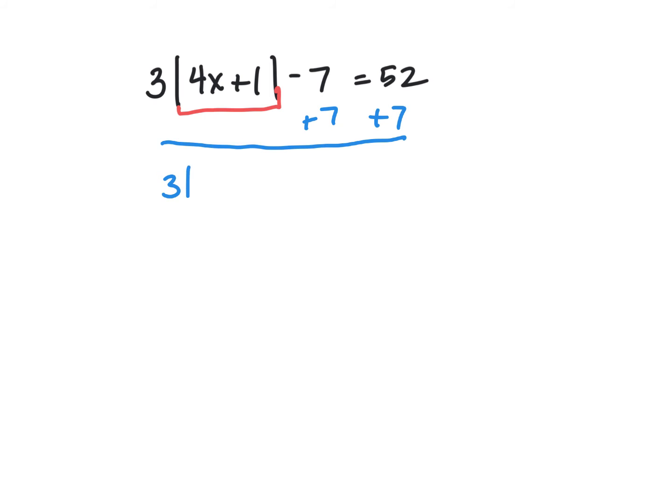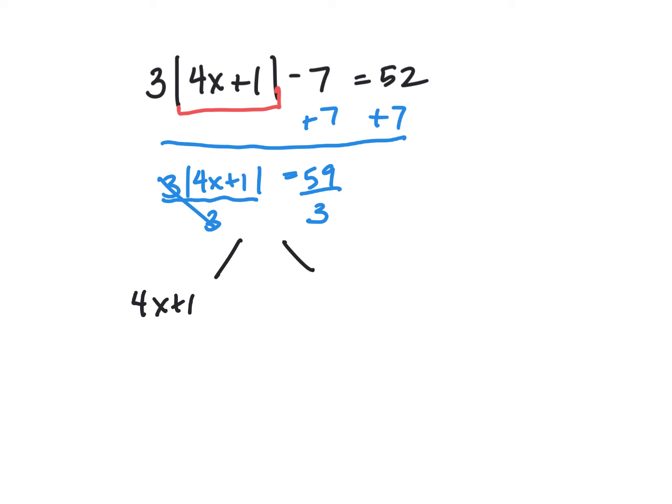So I have 3 times that absolute value. I divide both sides by 3. And then I would set up my two problems. I would say 4x plus 1 equals 59 over 3, and 4x plus 1 equals -59 over 3. But I would do all of that work to isolate the absolute value first. Let's look at how you do this on your calculator. I'm not going to finish this problem.